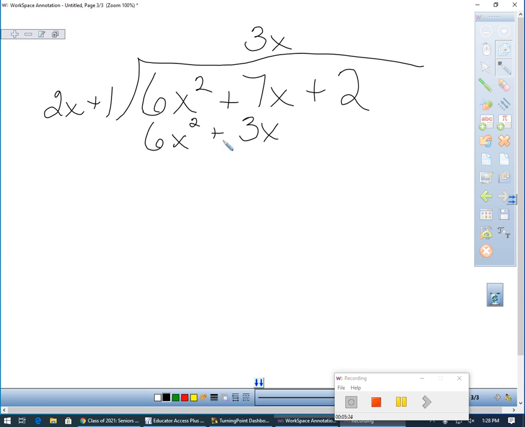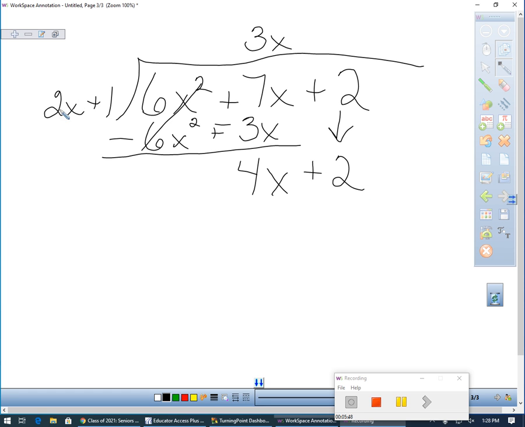Now here's where the tricky part comes in. We drew our line and we subtracted. So you need to subtract all of them. So what I always say is draw your line, change your signs, because that represents subtracting. Okay, so we change our signs. 6x squared minus 6x squared, those cancel. 7x minus 3x is 4x. Then we bring down our next term, so plus 2.